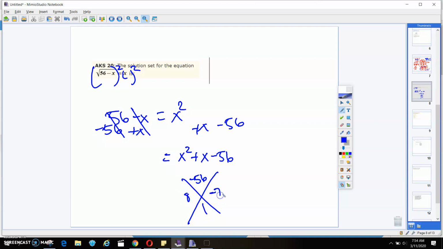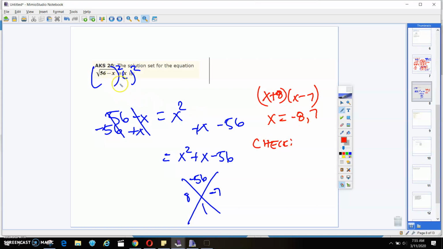8 and negative 7. So if I write this out in factored form, it's going to give me x plus 8, x minus 7. If I solve, I'm going to get x equals negative 8 and x is 7. And I'm going to take both of these and plug them into my equation and check. Okay? So we're going to check.